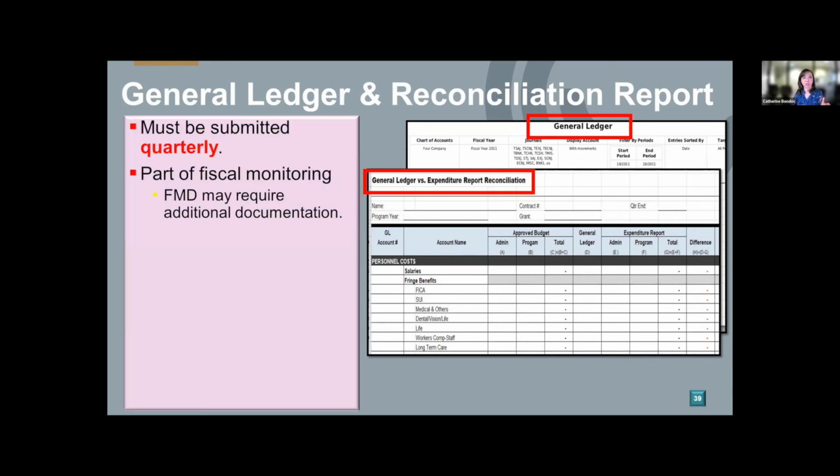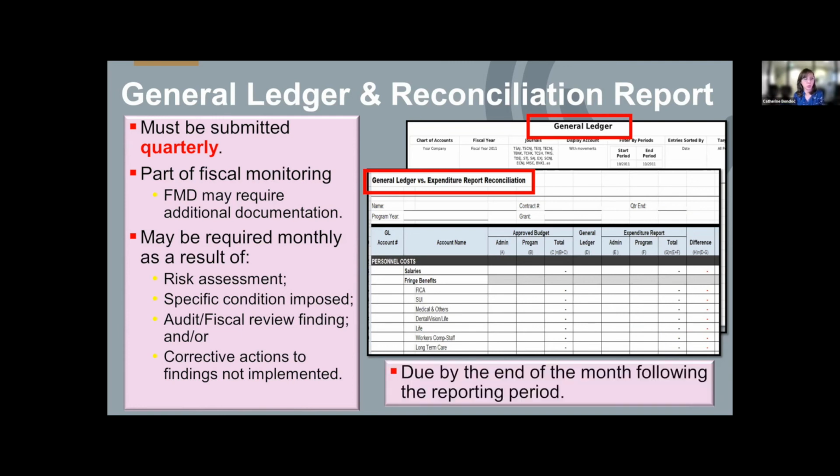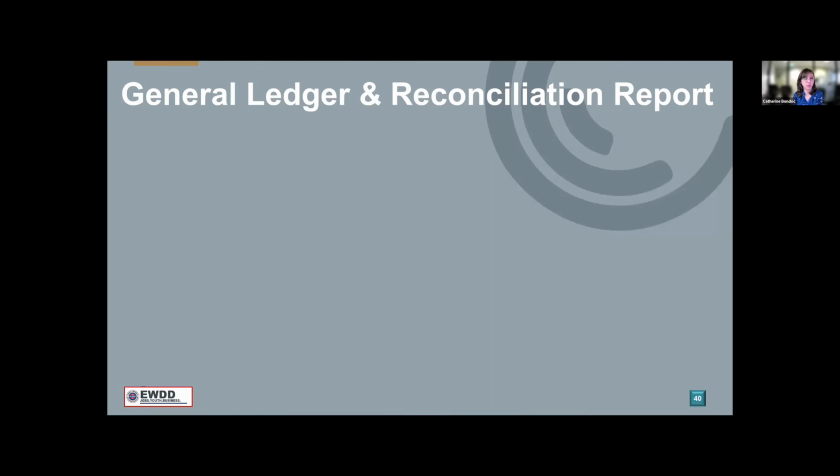It's part of our fiscal monitoring process. It may be required monthly as a result of our risk assessment. We'll see if there's any deficiencies there that we might want to correct, or there's a specific condition imposed on you. We might just ask for that monthly instead of quarterly. Or if there's an audit or fiscal review finding or a corrective action that is not implemented, we can make this more restrictive by asking for it more often. It's painful to do this because it's extra work for you on top of the expenditure report. So at the minimum, it's quarterly, but it could be more restrictive if there's an issue with you guys.